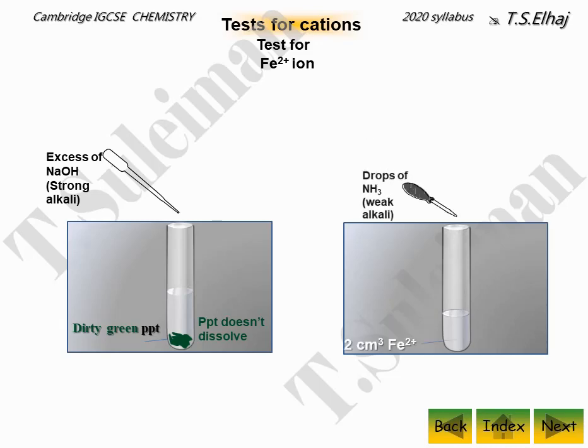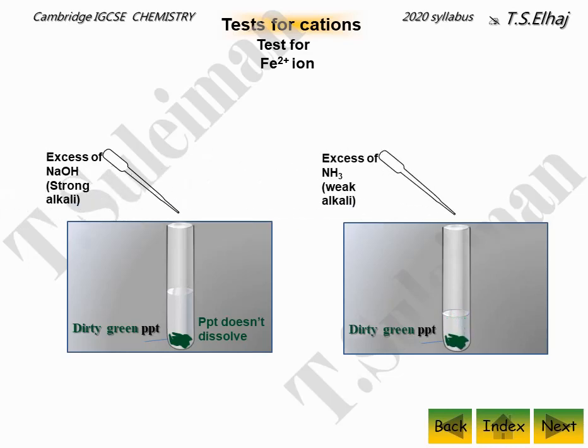Then we do the same with ammonia. We add drops of ammonia, also dirty green precipitate formed and settles to the bottom. Then we add excess ammonia, precipitate doesn't dissolve. So we can distinguish between chromium and Fe2+ ion from the test using NaOH, because chromium precipitate dissolves with excess NaOH, while iron 2+ green precipitate doesn't dissolve with excess NaOH.